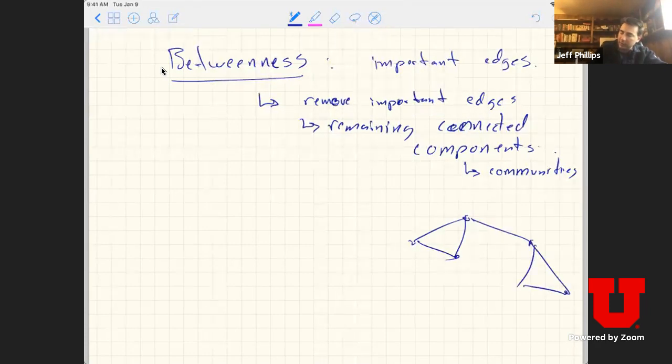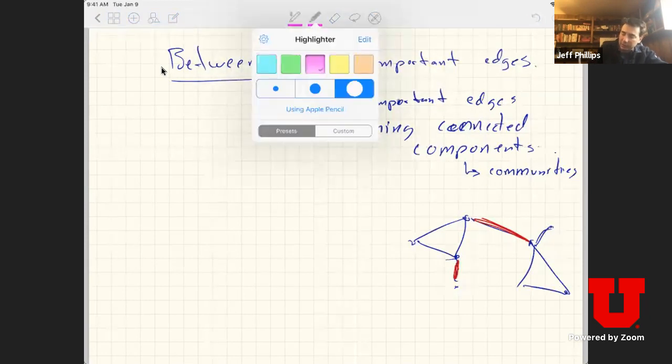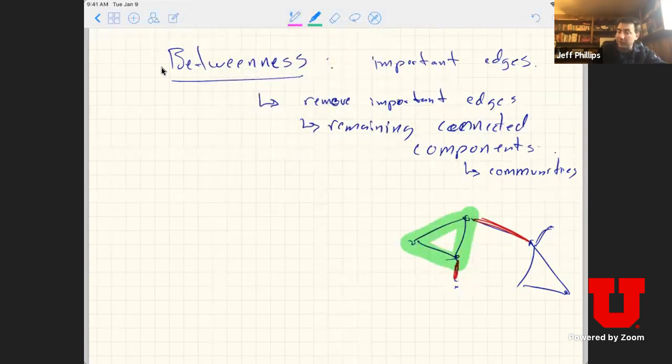So an example, let's say I have this graph. If I deemed that this edge was important, and say this edge was important, and I remove them, then this community would be left connected, and this community would also be left connected. And these would be two communities, and maybe this point by itself. That point is uninteresting because it's just by itself, but the other ones might be important communities once I've removed these red edges.